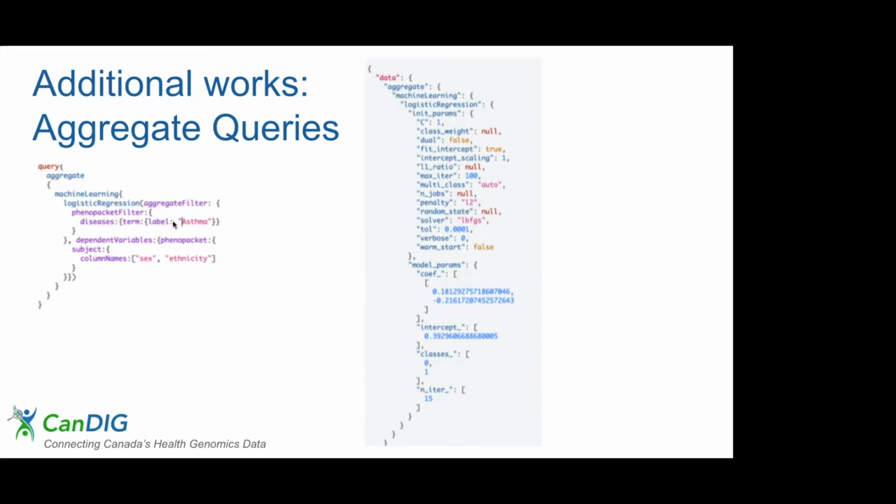In this example, we want to filter on the phenopackets that contain the disease asthma, and we try to see if it's dependent on the subject's sex and ethnicity. On the right side, it returns the logistic model's parameters so that people can reconstruct the model.